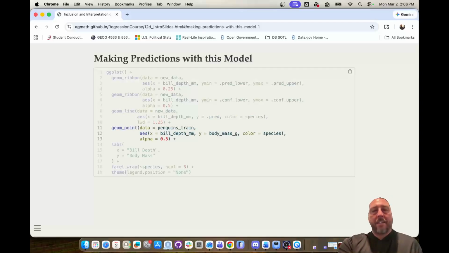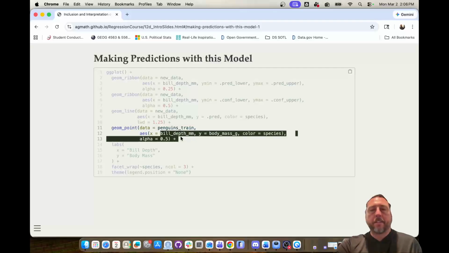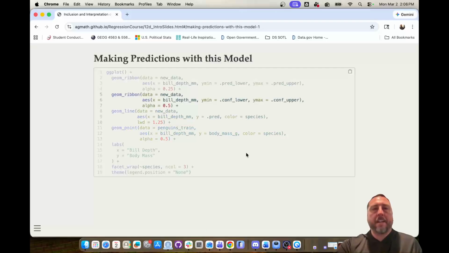And then last actual layer going on here, I'm going to add a scatter plot, geom_point, with my training data on it. So this is the actual bill depths and the actual body masses. And I'm going to color each of those points in by species. So again, we have a plot. We added a band of prediction intervals. We added a band of confidence intervals, and we added our model. Then on top of all of that, we added a scatter plot representing our original training penguins.